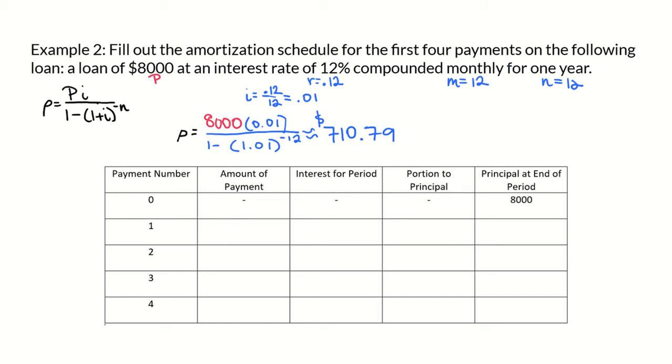So now in the amortization schedule, the amount of the payment for each of these periods will be that amount, $710.79. And this is just for the first 4 payments, so this schedule would continue until payment number 12, because there are 12 total payments here.